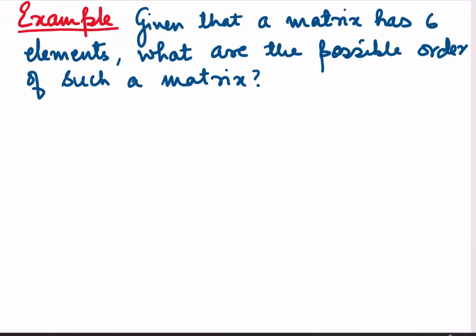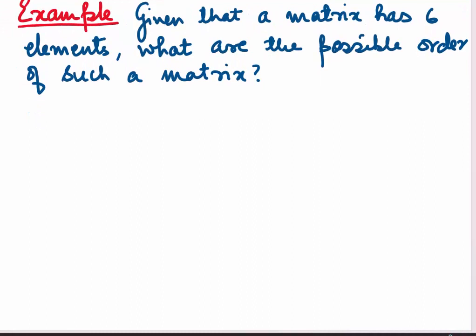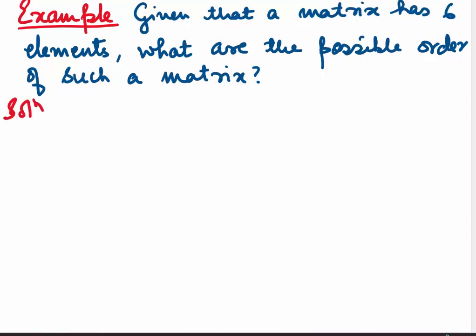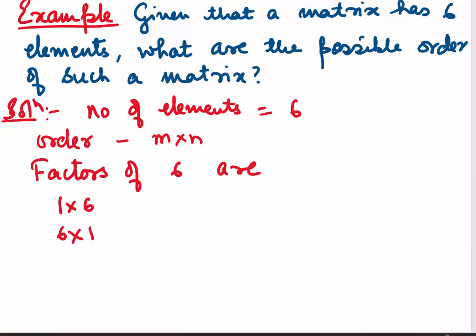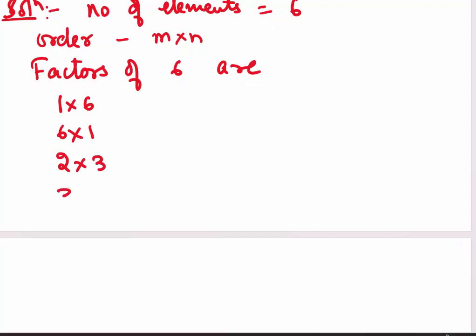Let's do one example. What if you are given that a matrix has 6 elements? What are the possible orders of such a matrix? As we are given, the number of elements of the matrix is 6. And order, you know, is nothing but m by n. So, if we factorize 6, we'll get the possible orders. So, what are the factors of 6? Factors of 6 are 1 into 6, 6 into 1, 2 into 3, and 3 into 2. These are the only possible factors. So, these are the possible orders.